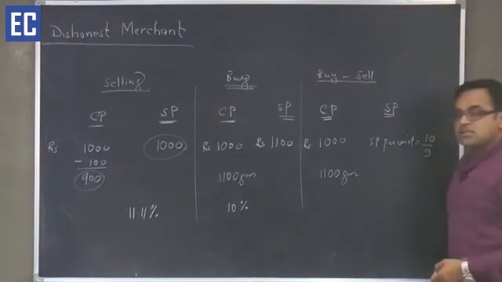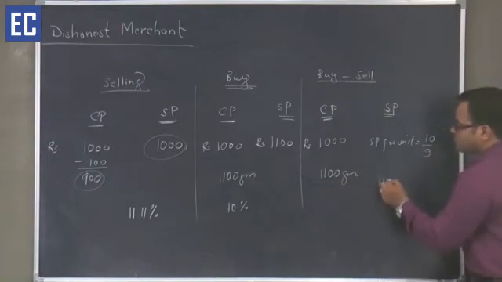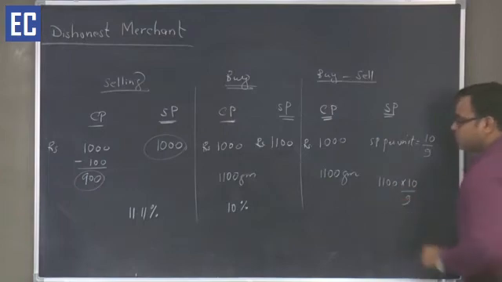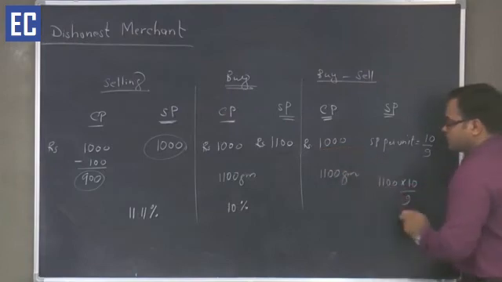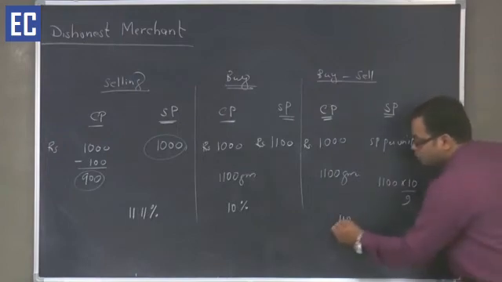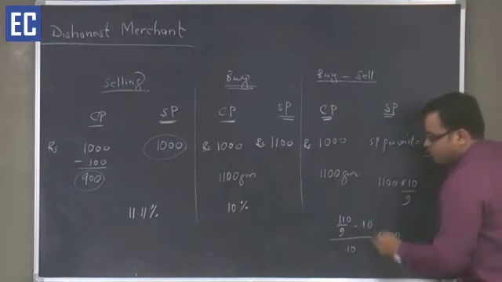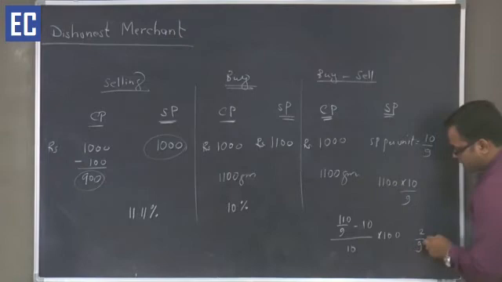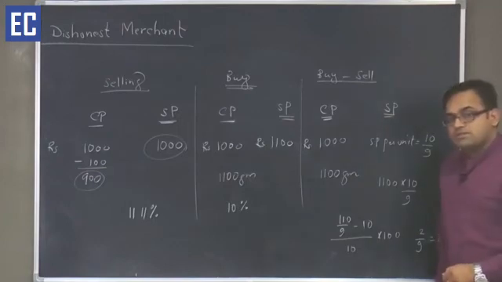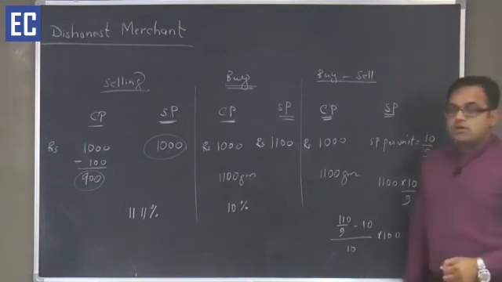So if his SP per unit is 10 upon 9, for 1100 grams, he will be able to charge 1100 multiplied by 10 upon 9 rupees. And if he is able to charge 1100 multiplied by 10 upon 9, on the whole, what will be his profit percentage? CP 1000, SP 1100 into 10 upon 9, so this will be equal to 110 upon 9. So 110 upon 9 minus 10 divided by 10 multiplied by 100. So 110 minus 90 is 20 upon 90. So 20 upon 90, 2 upon 9 is equal to 22.22%. This will be his overall profit percentage. So this is when he is stealing on both the sides.